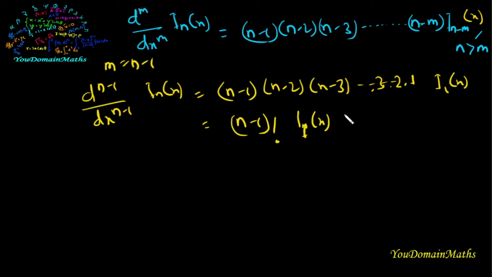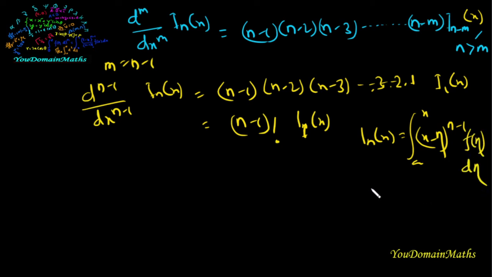We know that I_n of x equals the integral from a to x of (x minus eta) to the power n minus 1 times f of eta d eta. So I_1 of x, putting the values of n in here, the power is 0, so this is 1, so integrating from a to x, f of eta d eta. So I_1 equals the integral from a to x of f of eta d eta.